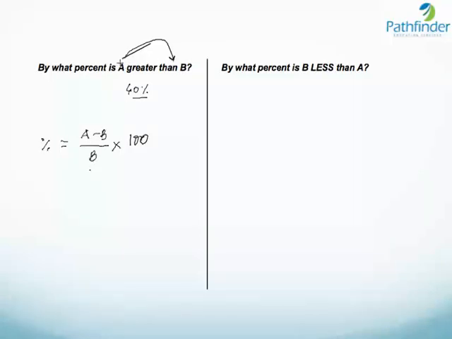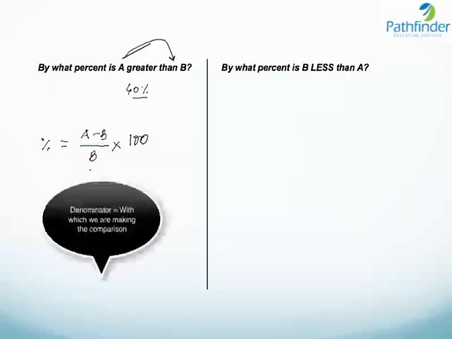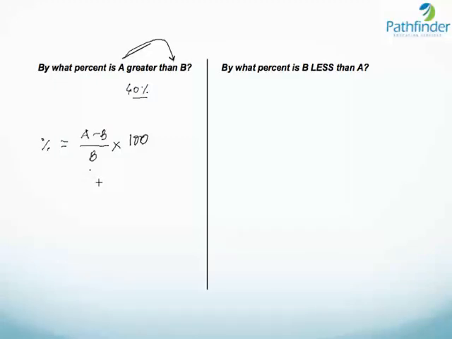Now, why did we divide by B? Because in this case, we have compared A with B. So B happens to be in the denominator. Remember, in calculation of percentage less than or greater than, the denominator will always be that quantity with which you are making a comparison.